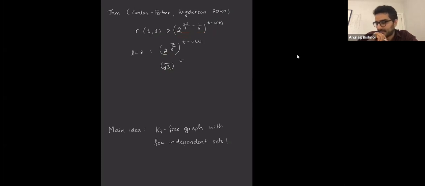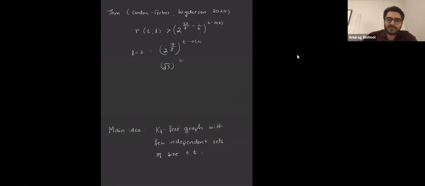Cool. And the main idea behind this proof is in fact the thing that we already saw when we were talking about off-diagonal Ramsey numbers, where we said that if you have a clique-free graph which might have a really large independence number, but it has very few independent sets of a certain size. Here, for example, I can be more precise. Few independent sets of size at most t.